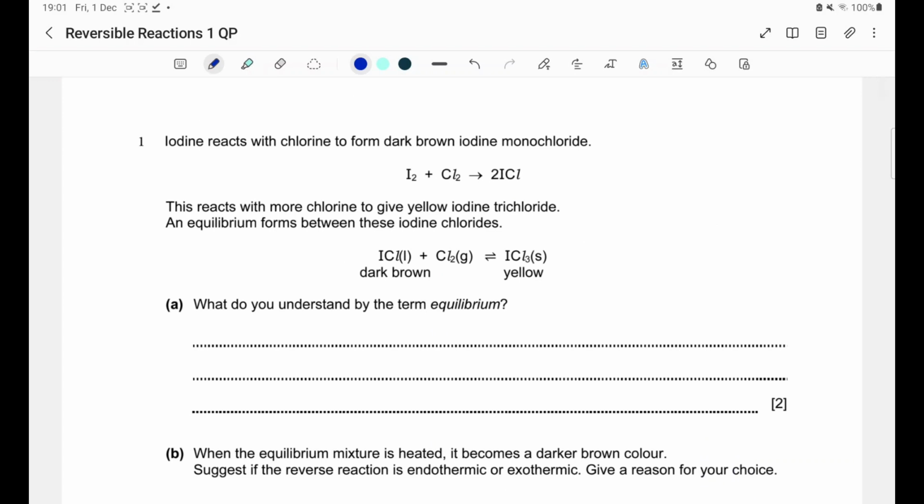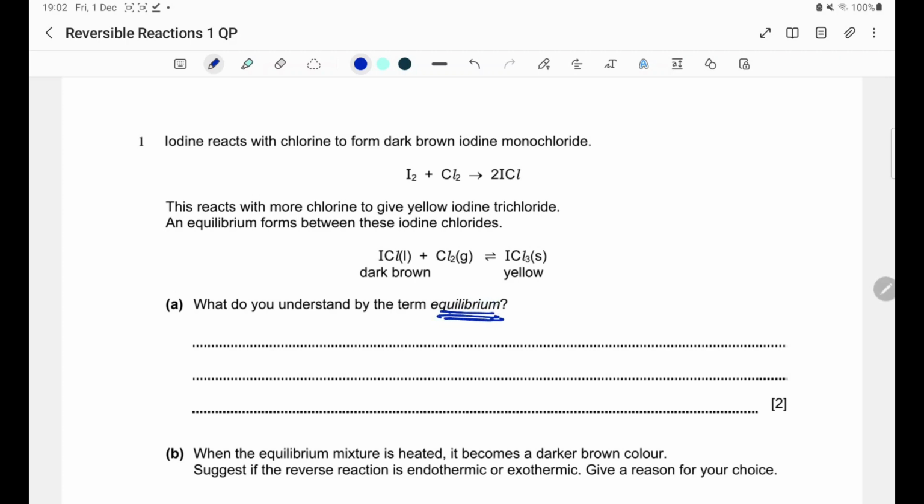All right. Iodine reacts with chlorine to form dark brown iodine monochloride. This reacts with more chlorine to give yellow iodine trichloride. An equilibrium forms between these iodine chlorides. What do you understand by the term equilibrium?